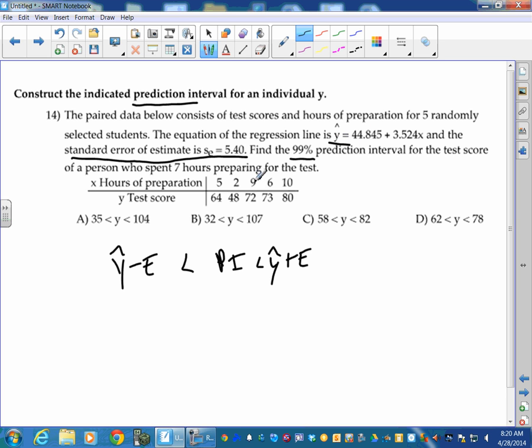So they're asking you to predict when X is 7, what is Y? How do you find that value? You put 7 in for X in the equation, so it's going to equal 44.845 plus 3.524 times 7. And what do you get when you do that? That equals Y hat. That's our prediction. So what is our predicted value?